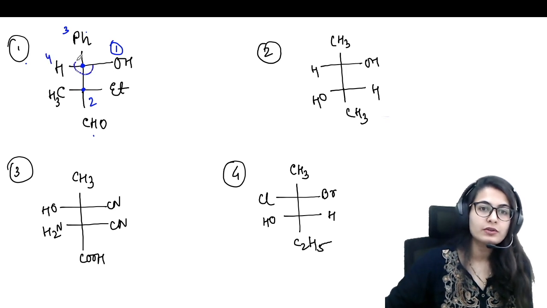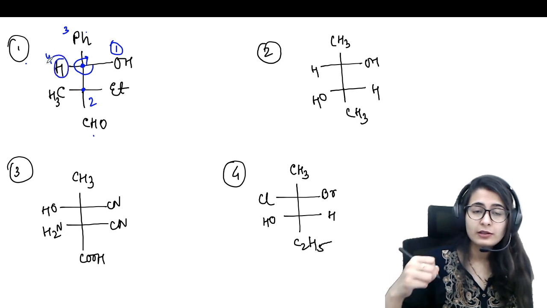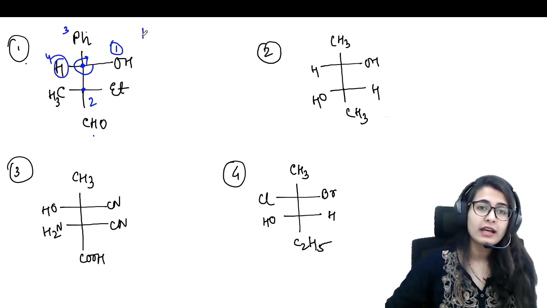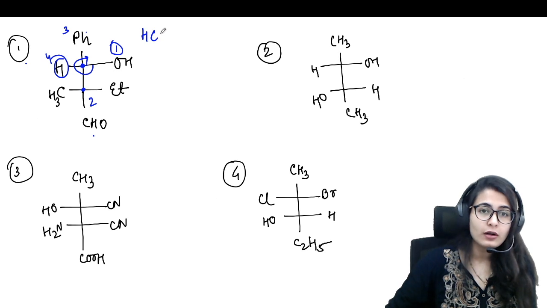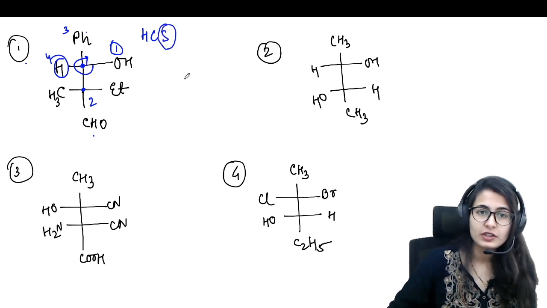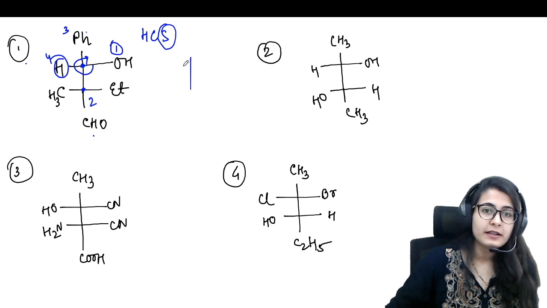You see 1, 2, 3 is clockwise in nature, but it is on the horizontal position. So what did I tell you? Horizontal and clockwise is going to be S. So the first carbon is S configuration. We find out the same thing for, let's say, the second carbon.